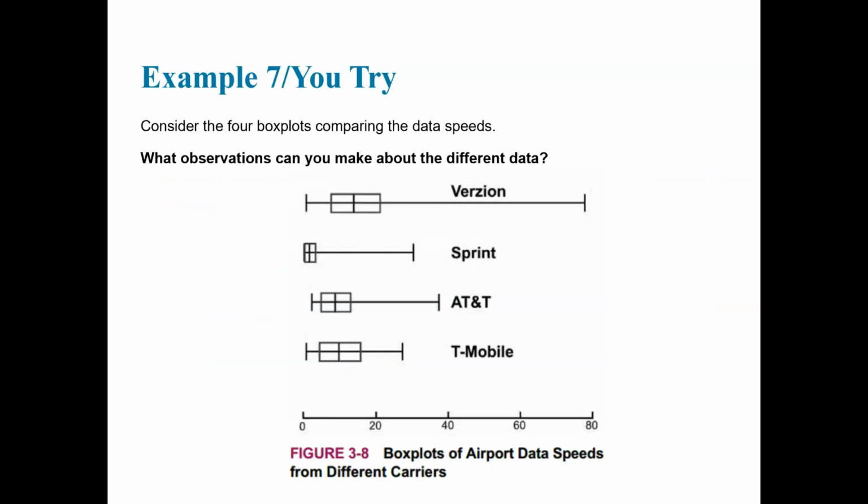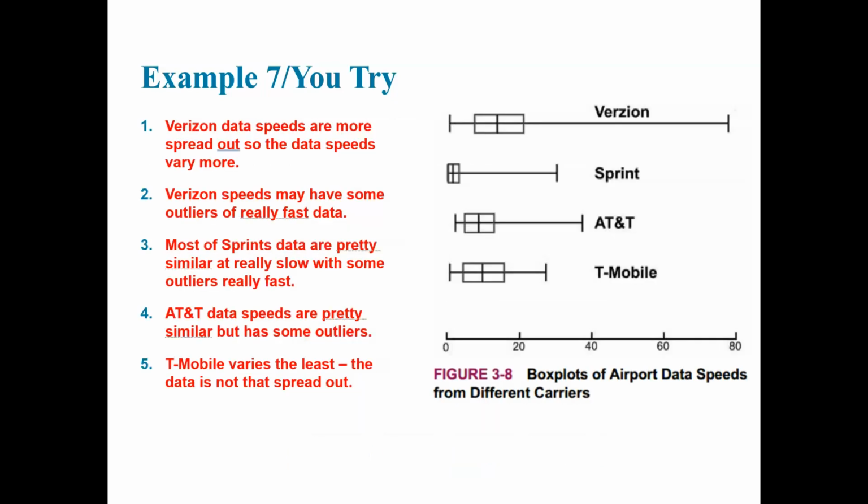So this is an example and a you try, so go ahead and press pause if you want to try it on your own. But what we're going to do is look at these 4 different box plots. And so we can actually learn a lot about the different data. So the Verizon speeds are more spread out. Look how far away the min and the max are. They're the most spread out. And so we can say that the length of that box plot shows us that the data speeds vary more than the others. We can also say that they maybe have some outliers that are super, super fast.